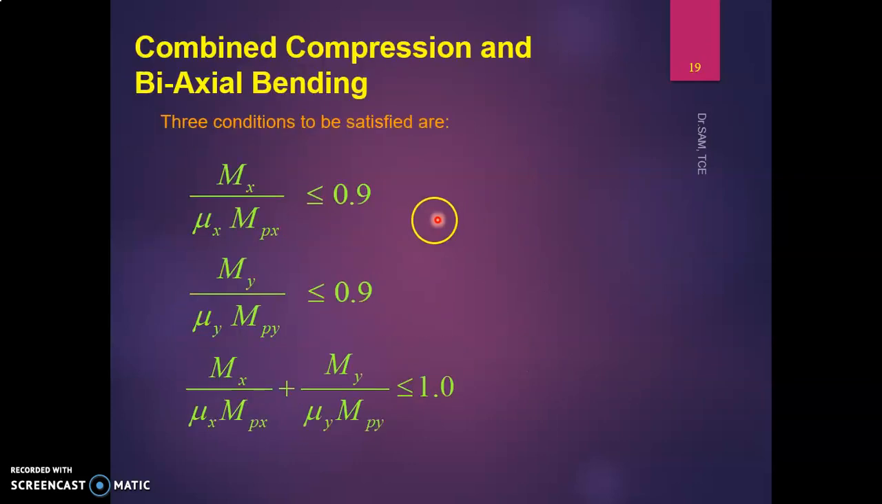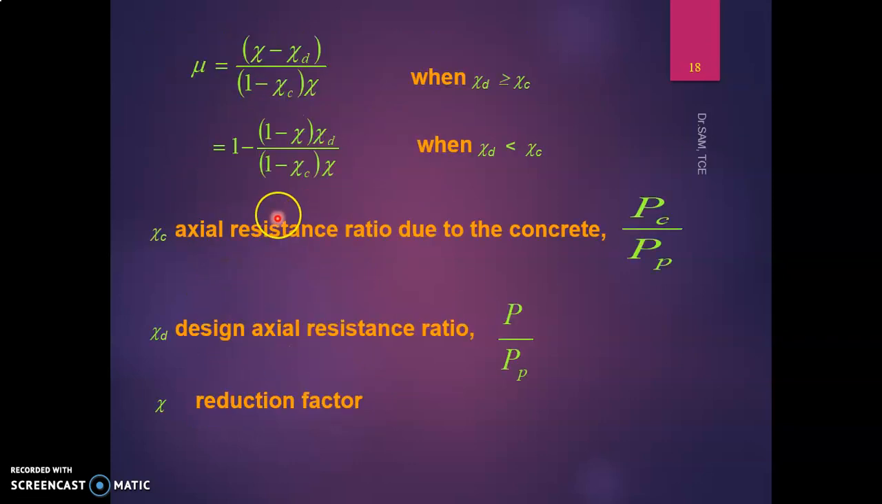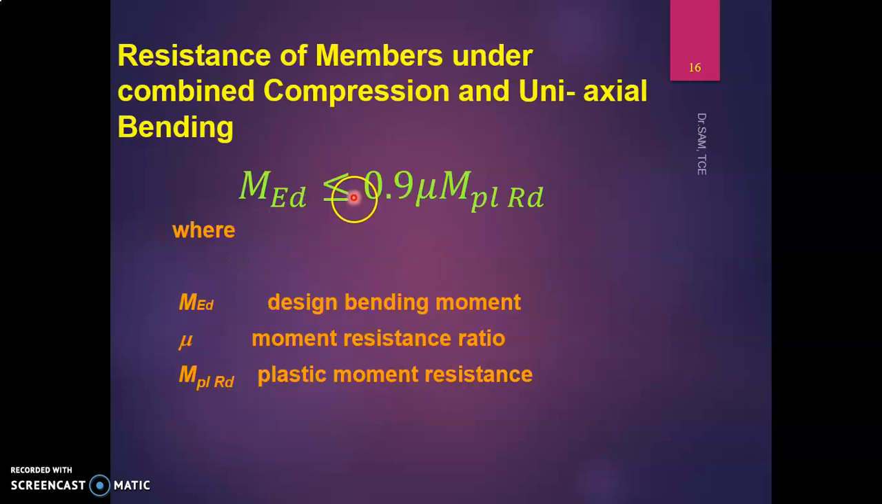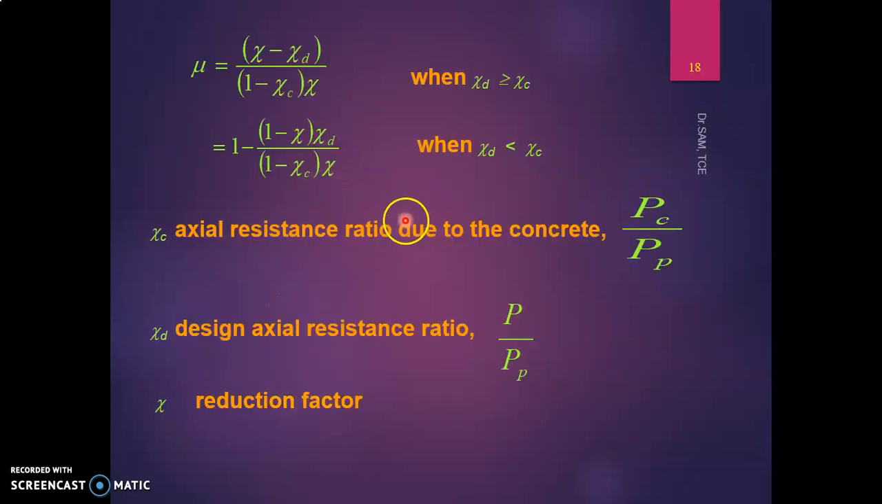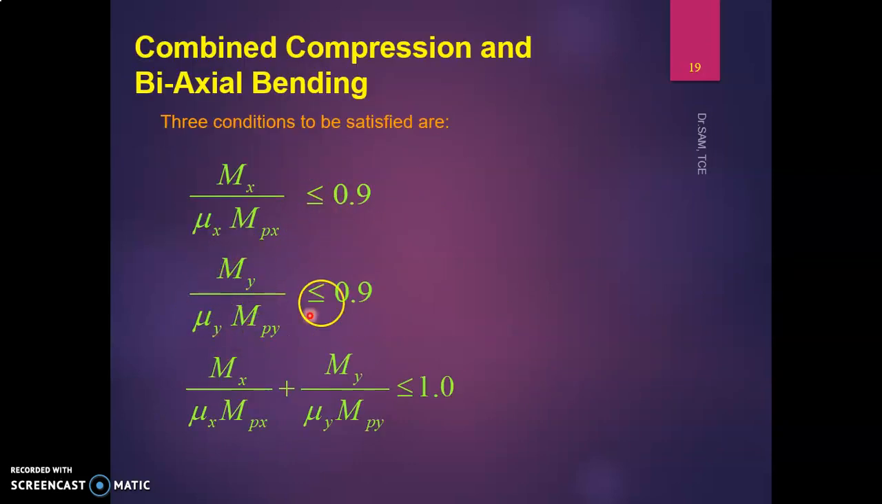If a column is subjected to biaxial bending, then in addition to the moment check in one direction, you have to do it in both directions, both the major axis bending plane as well as the minor axis bending plane. This expression is derived based upon this equation: MEd, that is your moment on the column, divided by mu times plastic resistance, should be less than or equal to 0.9. This is the way it is to be taken on the other plane also.